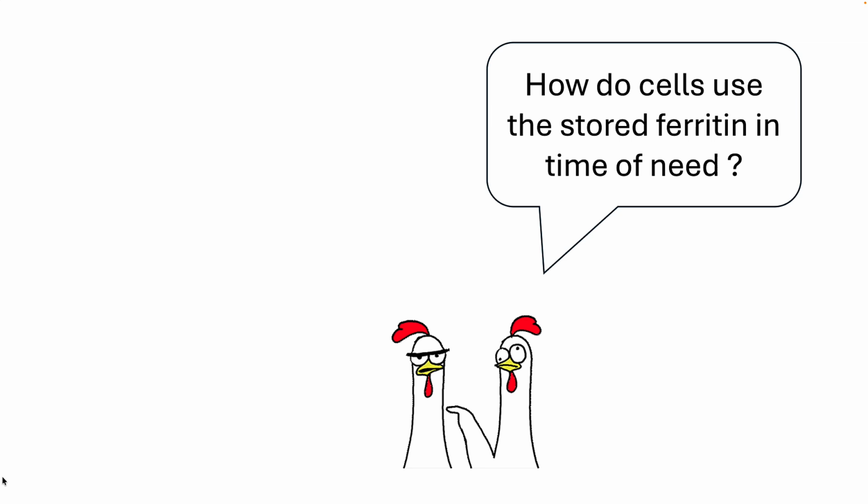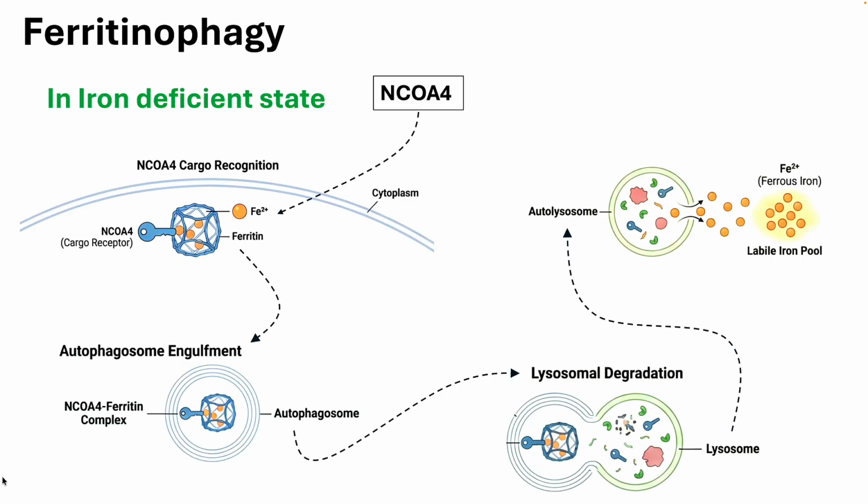Now let's see how this ferritin is used in the time of need. Cells mainly retrieve ferritin through a process called ferritinophagy. And the key protein here is nuclear receptor coactivator 4, NCOA4, which acts as a cargo receptor. In iron deficiency state, NCOA4 attaches to the ferritin macromolecule, binds to ferritin heavy chain, and drags it into the autophagosome. The autophagosome then fuses with the lysosome, where the protein shell is digested by acid and enzymes, and ferric iron is converted to ferrous in a controlled manner.